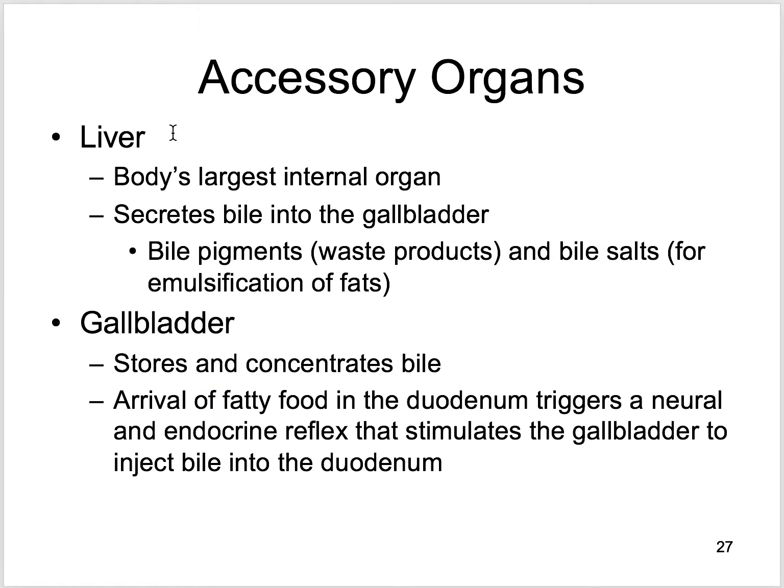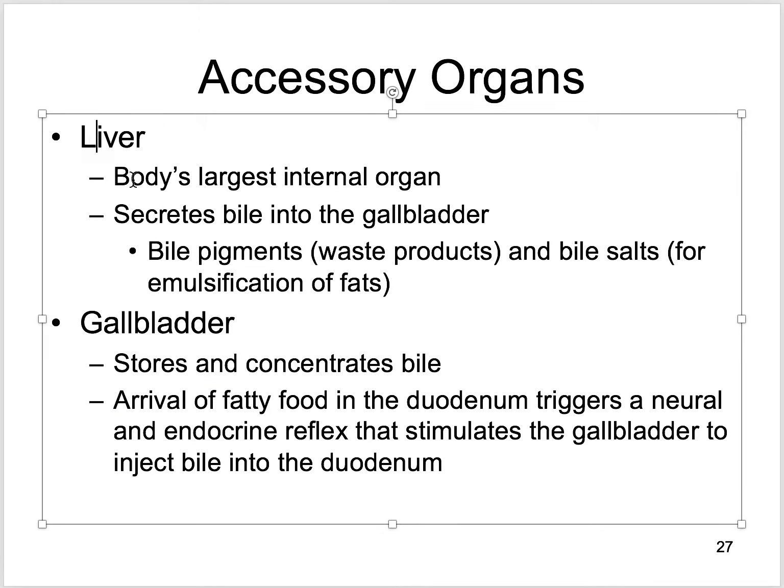So the next accessory organ that we care about is the liver. This is the body's largest internal organ. Your skin is actually considered a single organ, so our skin is our largest organ overall, but as far as inside of the body, the largest organ is the liver. The liver secretes bile, remember it produces bile, and then it secretes it into the gallbladder.